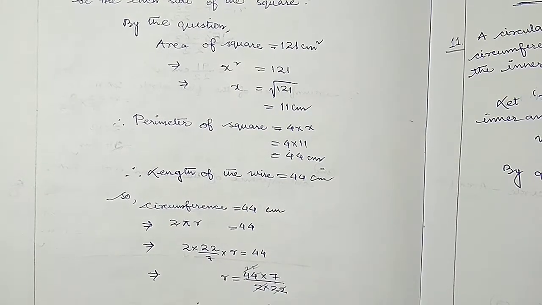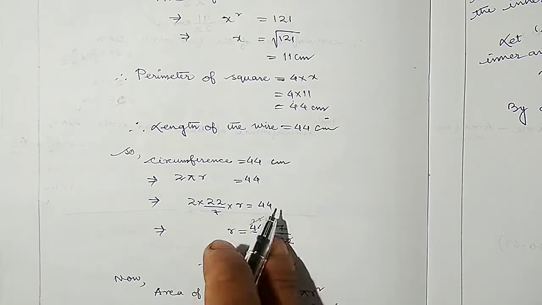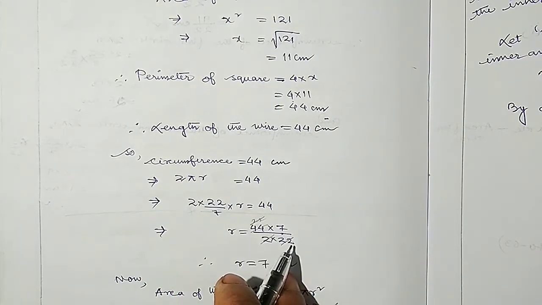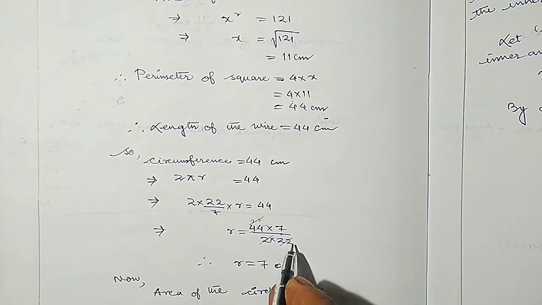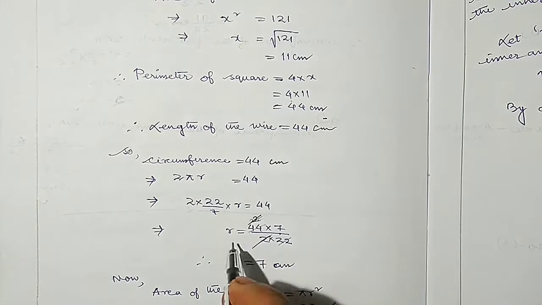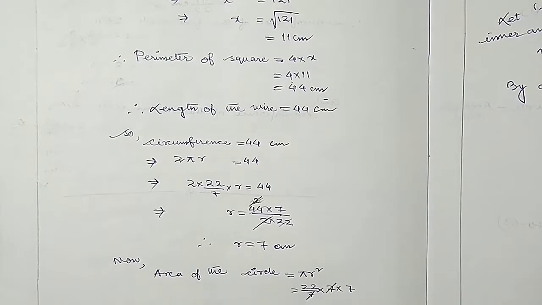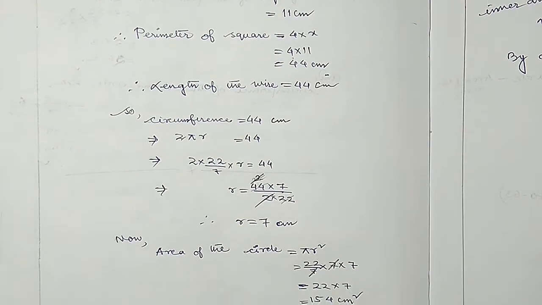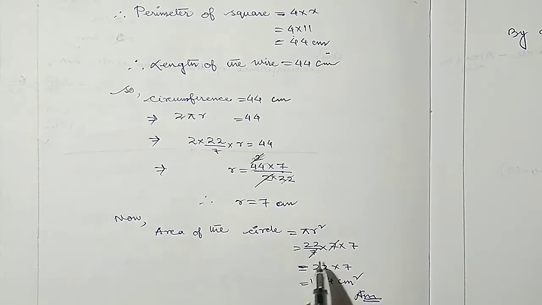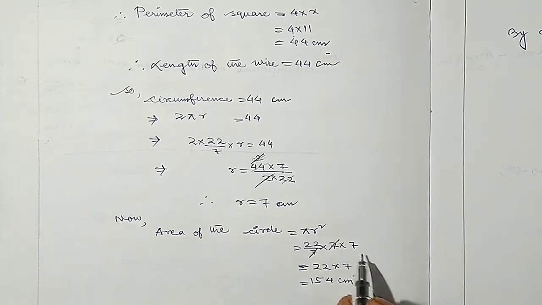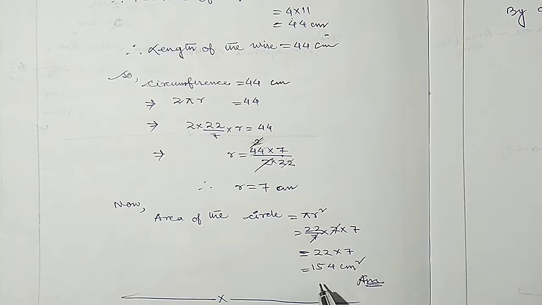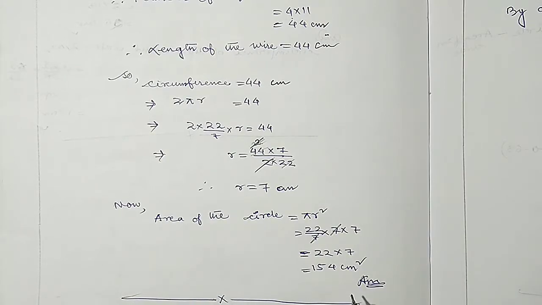So r will be 44 into 7. If I cross multiply, 7 will be in the numerator, 2 and 22 will be in the denominator. If I cancel, 22 2s are 44 and this 2 and this 2 can be cancelled. So we are left with r equal to 7 centimeter. And as we have to find the area of the circle, therefore area of the circle is pi r square. Pi is 22 by 7 into r square. So it will be 7 into 7. 7 is cancelled. We are left with 22 into 7, that is 154 centimeter square.